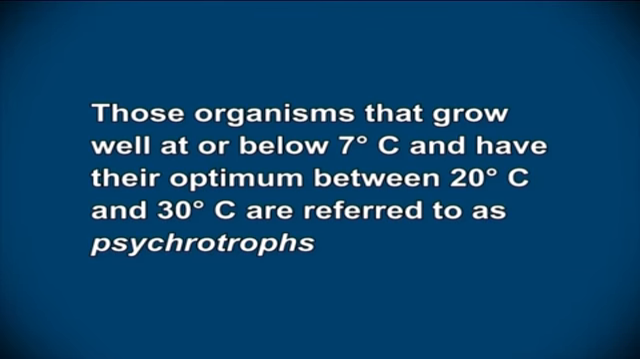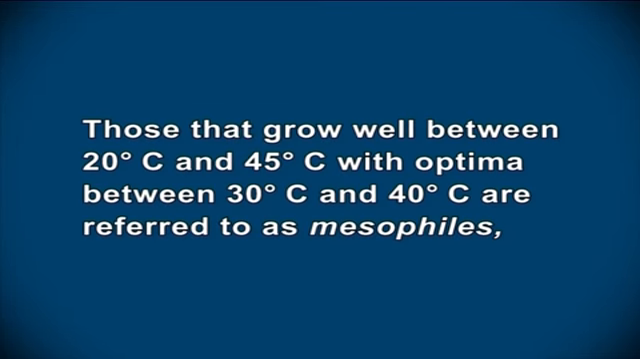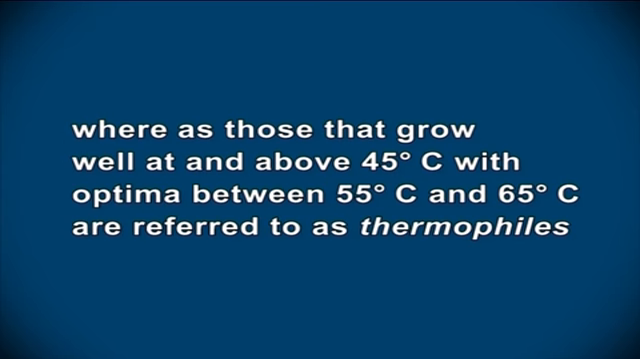It is convenient to place microorganisms into three groups based on their temperature requirements for growth. Those organisms that grow well at or below 7 degrees Celsius and have their optimum between 20 and 30 degrees Celsius are referred to as psychrotrophs. Those that grow well between 20 and 45 degrees Celsius with optimum between 30 and 40 degrees Celsius are referred to as mesophiles, whereas those that grow well at and above 45 degrees Celsius with optimum between 55 and 65 degrees Celsius are referred to as thermophiles.